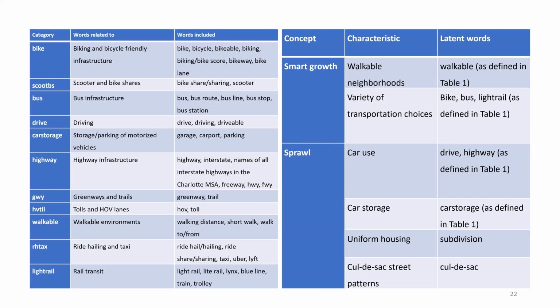It's a tricky thing about working with text as opposed to numbers: you might have bike, bicycle, bikeable, biking, bikes, etc., and they're all referring to the same thing. So we came up with the words associated with those different categories. And then we distinguish between smart growth and sprawl. Our smart growth were walkable neighborhoods with different transportation choices, such as bike, bus, light rail. And sprawl were more auto-dominated, so these were words referring to car use: drive, highways, garages, subdivisions, or cul-de-sacs. Okay, next slide.